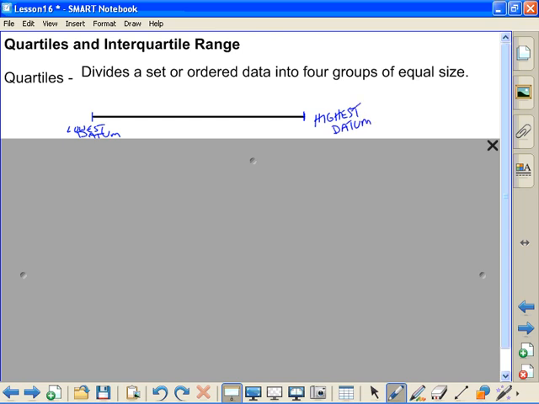In the middle, this is our median. It's also known as the location of quartile 2. That's something we've already done. Now we're going to find the first quartile, Q1, and we're going to be looking for Q3, which is the third quartile.